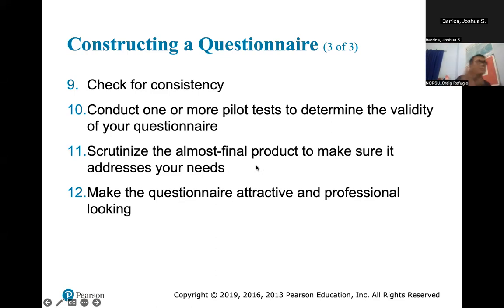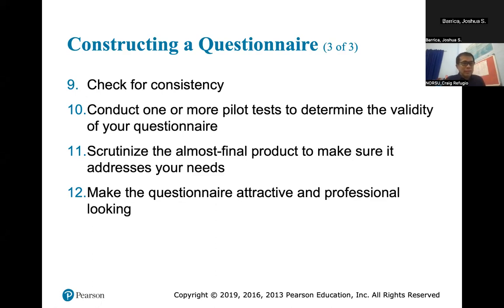So when you have the final draft, see to it that all of those items will provide possible answers to the statement of the problem. That all of these items will give data that would answer problem number one, problem number two, up to the last statement of the problem. Number 12, make the questionnaire attractive and professional.